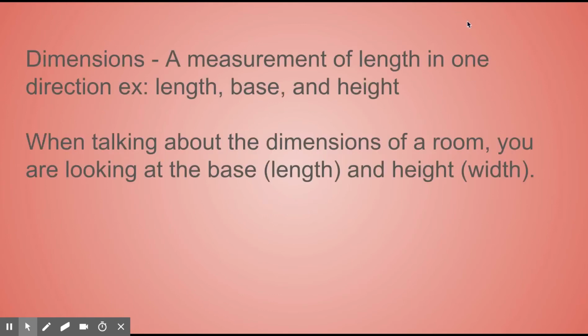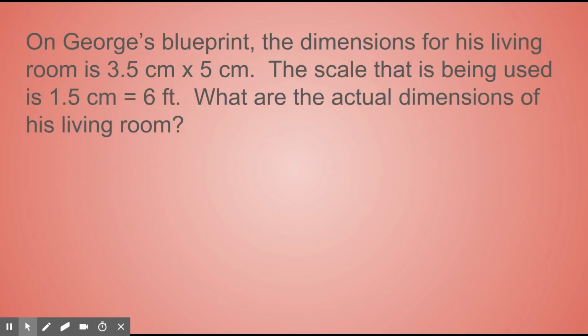And so let's just do a quick reminder of dimensions. Dimension is just a measurement of length in one direction. So it could be length, base, height. When we're talking about the dimensions of a room, you're looking at the base and the height, which in some word problems they'll say length and width, which is still the same thing. It's just sometimes they call them base and height, and sometimes they call it length and width. So here are two problems that we're going to do together. This is the first one.